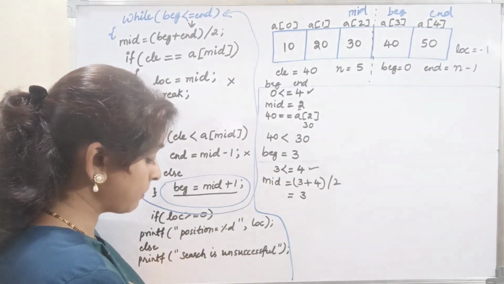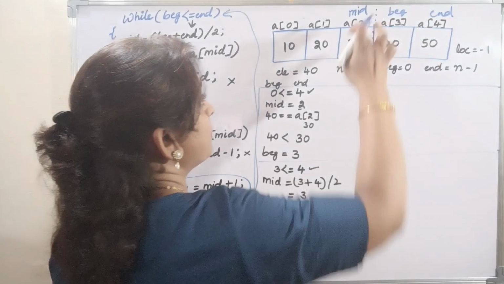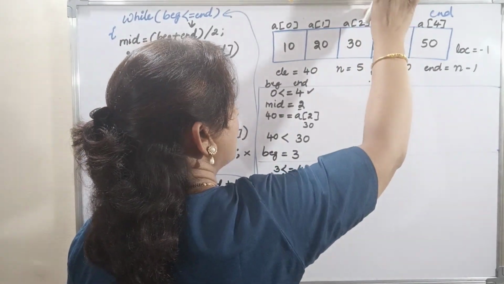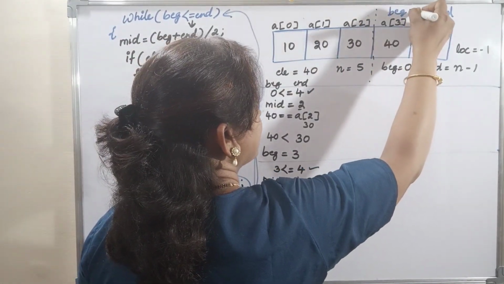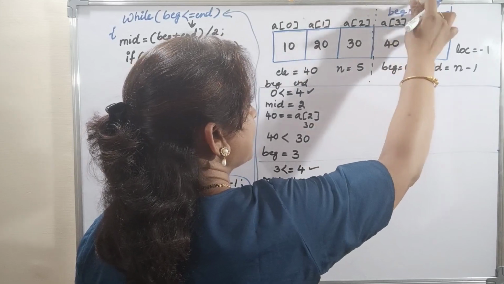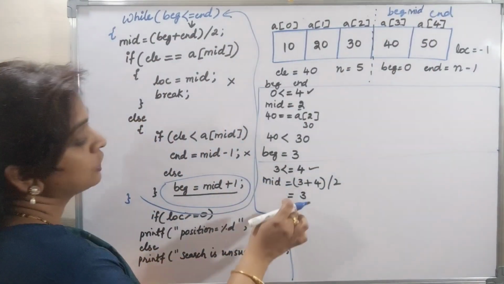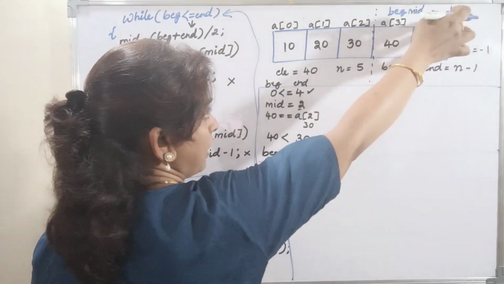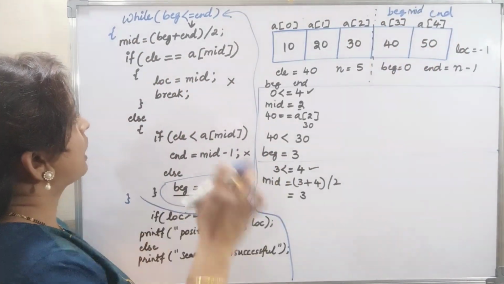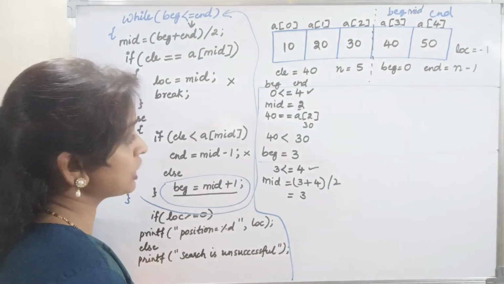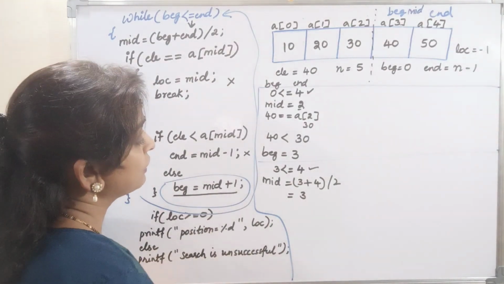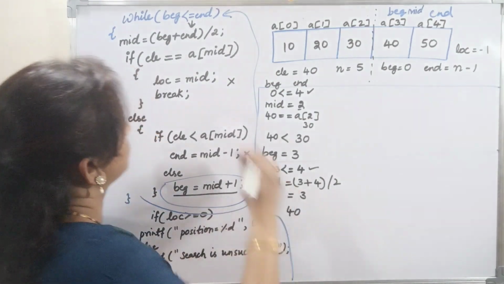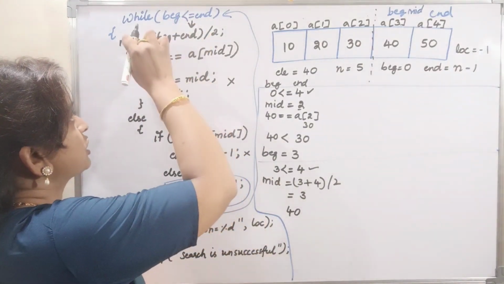So I need to write the mid value now. Now the mid is not pointing to 2 but the mid is pointing to 3. So both beginning and mid are pointing to 3. So I found the mid position now. Ending is 4. Now I need to compare this search element 40 with the mid element.